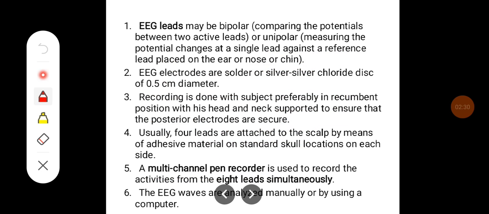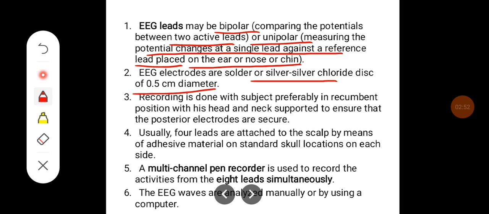EEG leads may be bipolar, that is comparing the potential between two active leads, or unipolar, that is measuring the potential changes at a single lead against a reference lead, which is placed on the ear, nose or chin. The EEG electrodes are solder or silver chloride discs of 0.5 centimeter diameter.